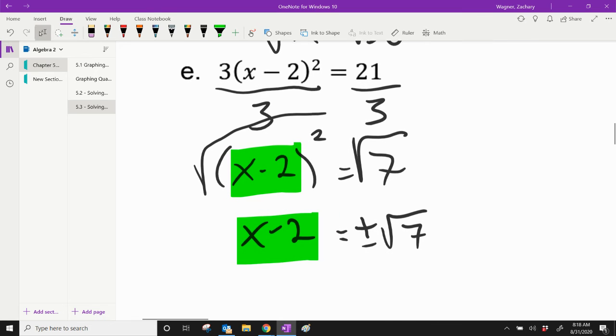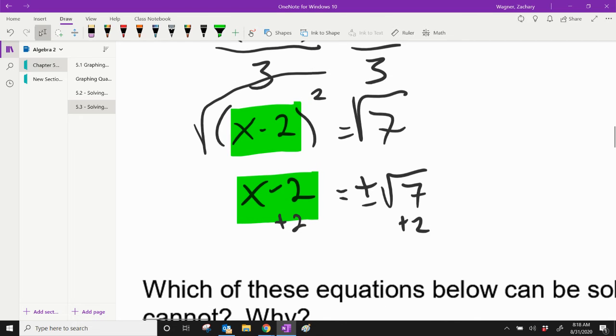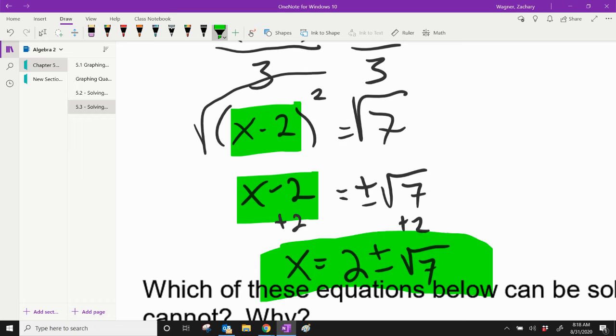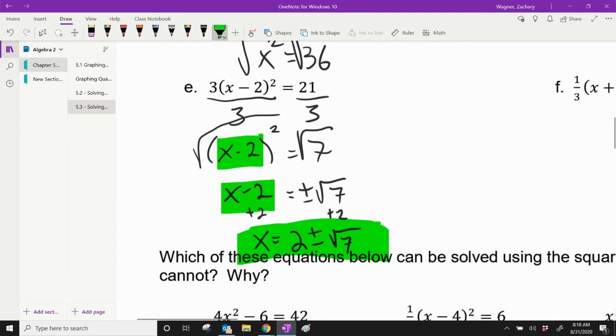We're almost done. Isolate your x at this point by adding 2 to both sides. And when we're adding whole numbers to radicals, please put that whole number in front. The 2 comes in front. These numbers cannot be combined. Any whole number and radical numbers cannot be combined. Root 7 has no perfect square factors. And that is my final answer.